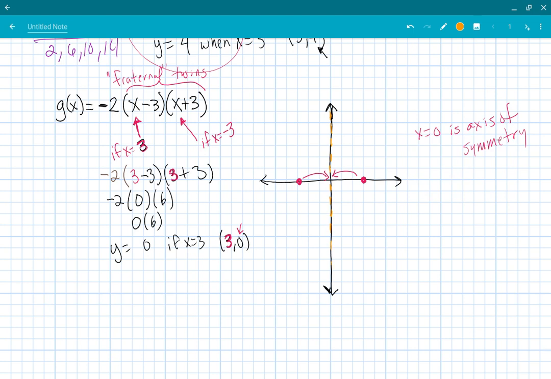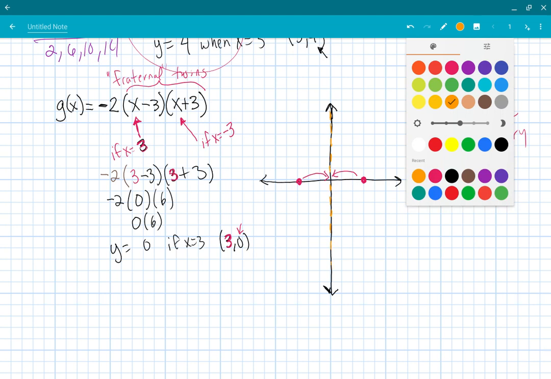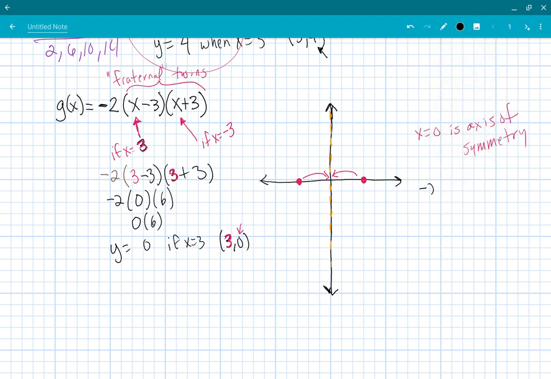All right, so now we're going to plug in 0 to the equation. So we're going to have negative 2 times, plugging in 0 for x, negative 3 times positive 3. Oh, darn it. I didn't graph this high. This is going to be way on the top. Okay, so what number is this going to become? 18. So that means if x equals 0, y equals 18. So that's my vertex.